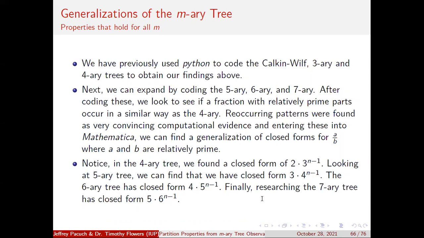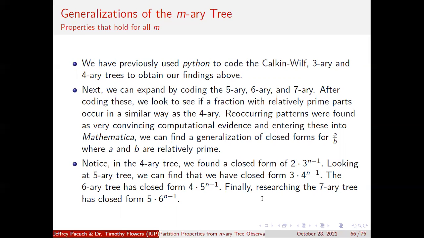So at my last bullet point there, I say, notice in the 4-ary tree, remember I found my closed form that I defined as the following theorem and proved true of 2 times 3 to the m-1. Okay, so if I coded up the 5-ary tree, I found that if a fraction a over b where the parts are relatively prime, the same thing kind of occurs, but with a multiple, right?